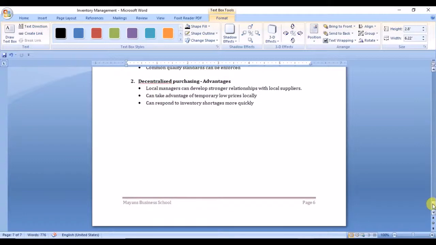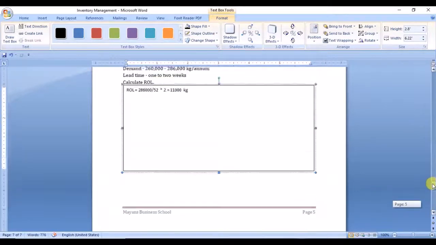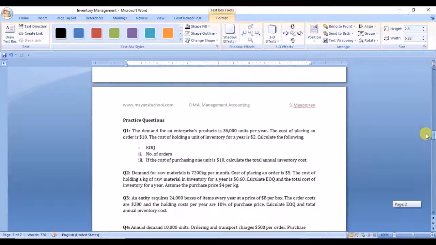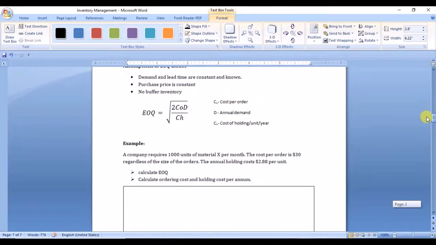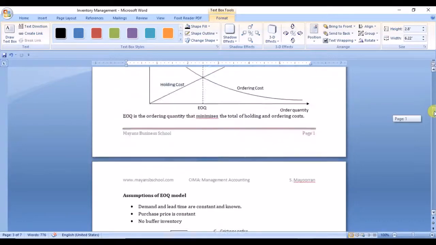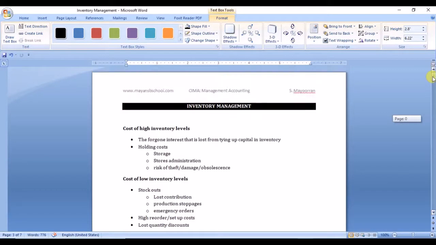Alright guys, that's all for inventory management. So I will share this handout with you. Keep this as revision material. Make sure you copy all the relevant notes and calculations onto this handout. Keep it with you. So with working capital 1, working capital 2 and this video, your inventory management is totally done.